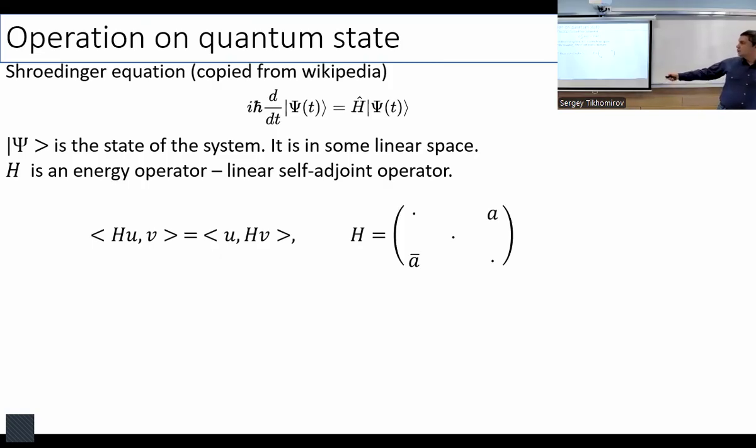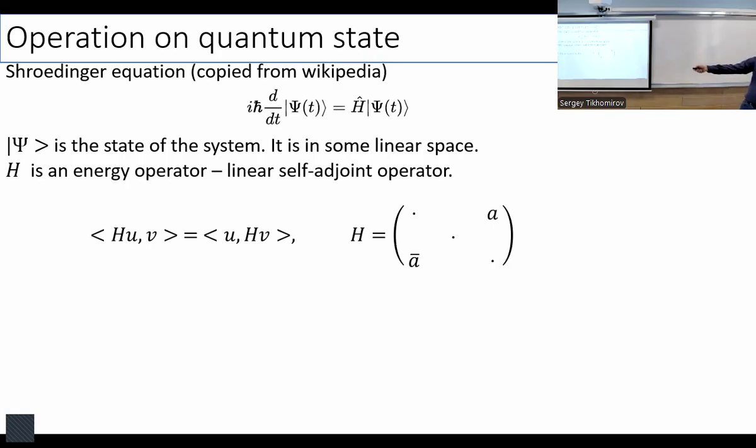Let me recall what a self-adjoint operator is. In the scalar product, you can move the operator to the other side. Equivalently, if you represent it in some basis, on the diagonal you have real values, and the off-diagonal values, symmetric across the diagonal, are conjugate.